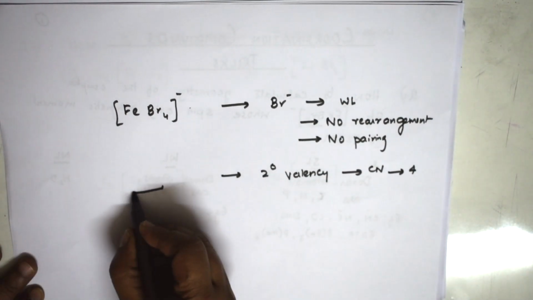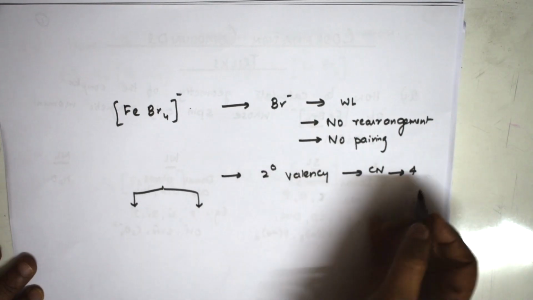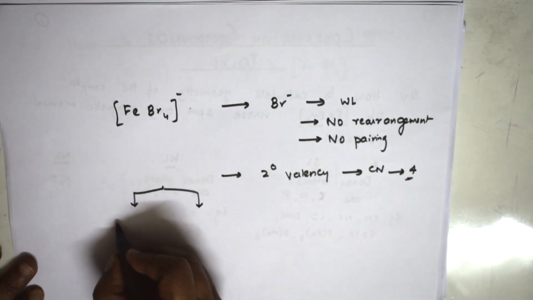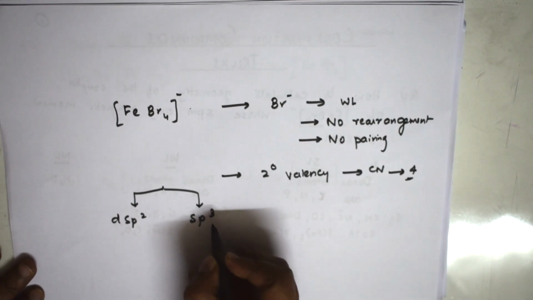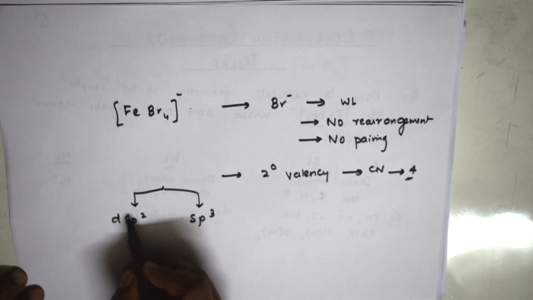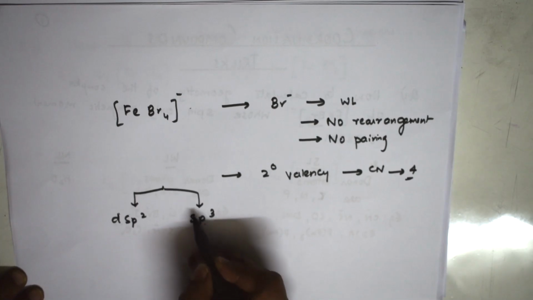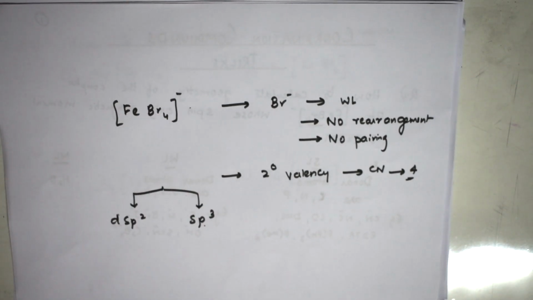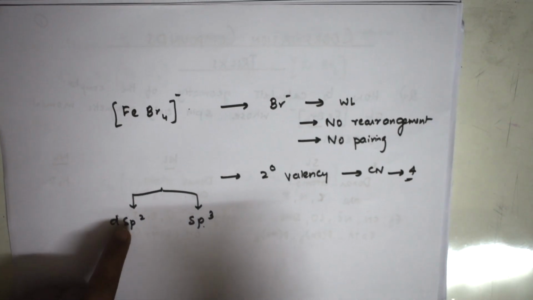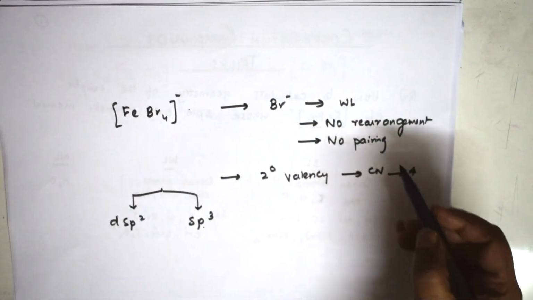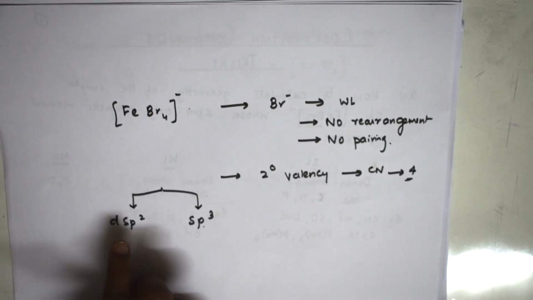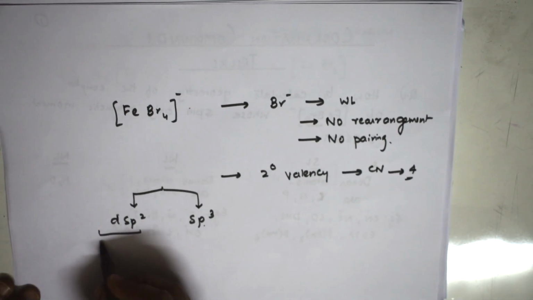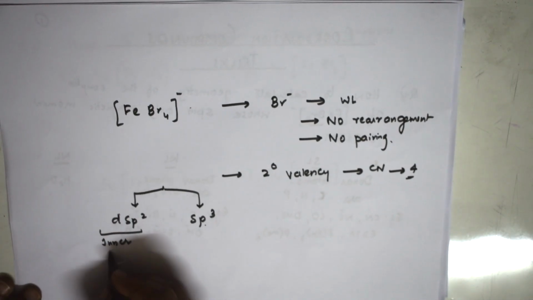Now either the geometry can be, because it is 4, it can be either dsp2 or sp3. How did I judge this? Because 4, here 2, 3, 4, here also 3 plus 1 is 4, it can be either. But now remember, as we said, it is a weak ligand, no pairing will occur. So when there is no pairing, it will not go to inner orbital complex. This is inner orbital complex, isn't it? Inner orbital complex.